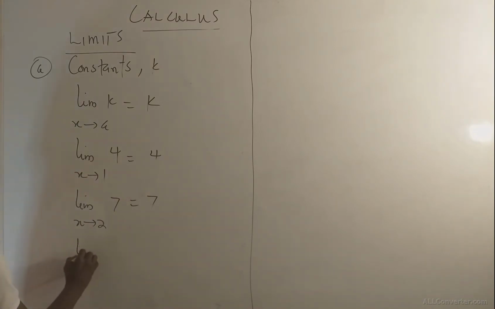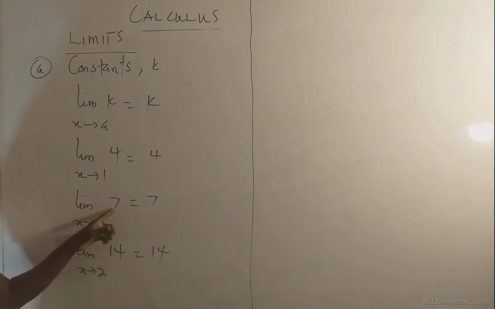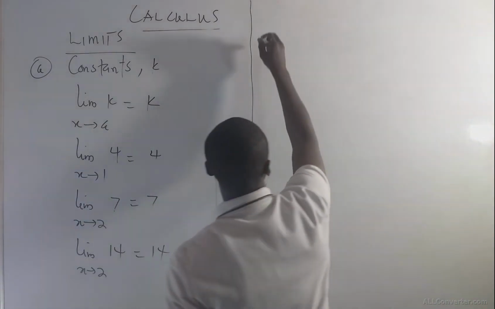So if you also have the limit as x approaches 2 of 14, the answer is still 14, because whatever we have here is not in terms of x, and so it's still the constant. Then we have limit of polynomials.